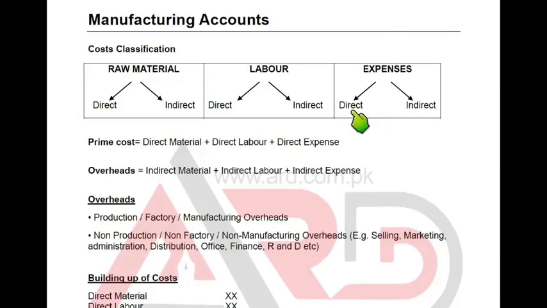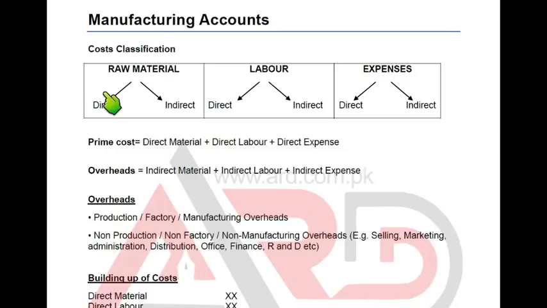If in the exam question it is written direct expense or royalty, this means the expense is direct, and if it is written only a general expense or factory expense, we will assume the expense is indirect. So let's move forward.